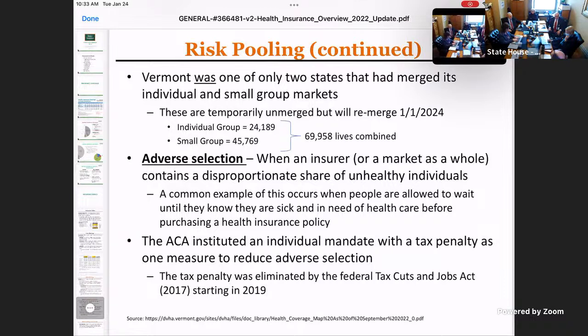The Affordable Care Act also instituted an individual mandate penalty as one measure. Again, that penalty was eliminated, but the idea was they were trying to require insurance. I think Massachusetts may have had a penalty prior, I don't remember. But anyway, there were a lot of conversations in the past about trying to force, or rather incentivize, folks to buy insurance or pay a penalty if they did not.